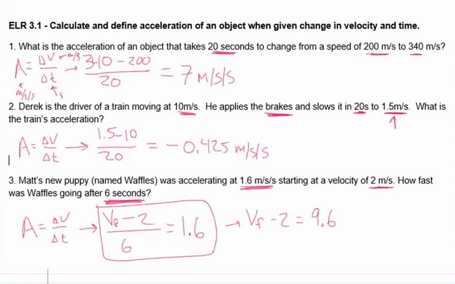And now we have velocity final minus 2 equals 9.6. Now we need to add 2 to both sides. So we're going to get velocity final is equal to 9.6 plus 2 is 11.6. A lot of people will be tempted to put meters per second squared because you're just getting into the habit of that's what all these questions are asking me about. But be careful, we were solving for velocity. So we need to make sure that we use the right unit, meters per second. This is a velocity, not an acceleration.